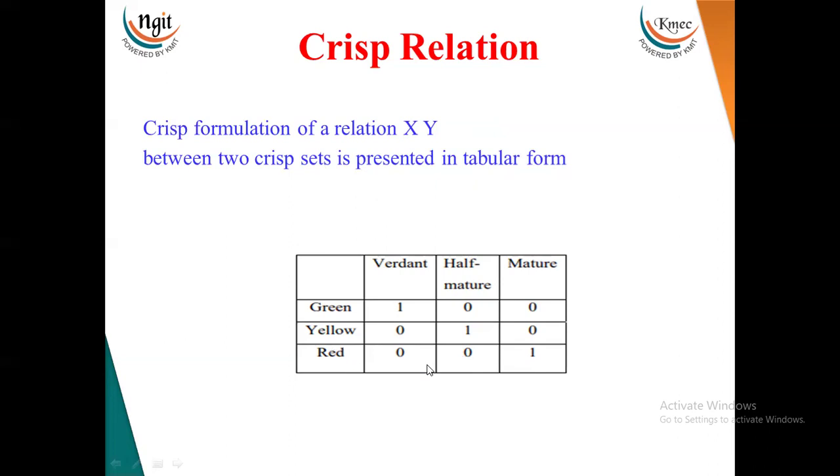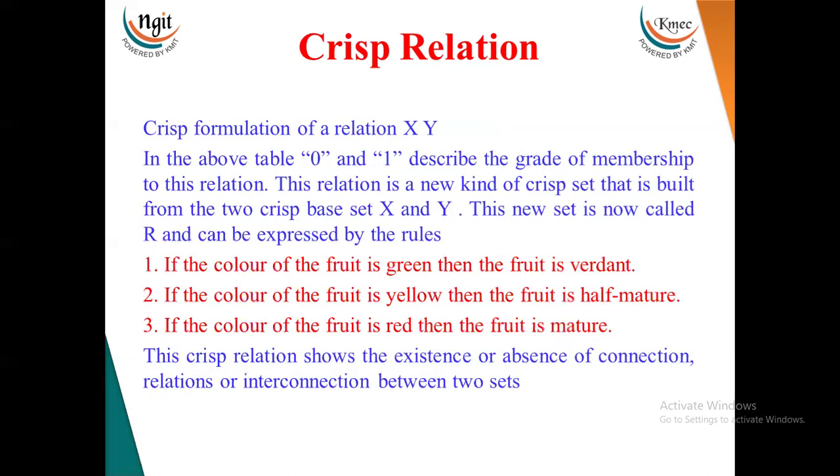I'm only telling whether it is green or not, that is true or false, that is 0 or 1, that is yes or no. I'm not doing anything else over here. So this will be the tabular format for your crisp relation. Now, if you summarize, what will be the 0 and 1? As I said, if the color of the fruit is green, then the fruit is verdant. If the color of the fruit is yellow, then the fruit is half mature. Similarly, if the color of the fruit is red, then the fruit is mature.